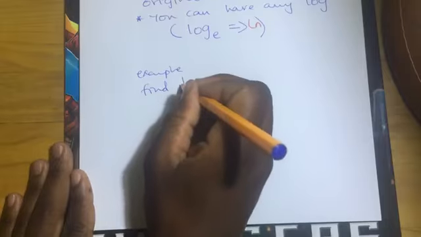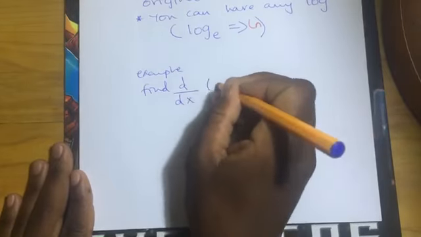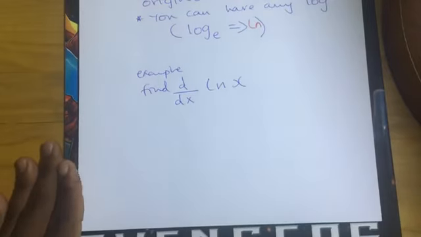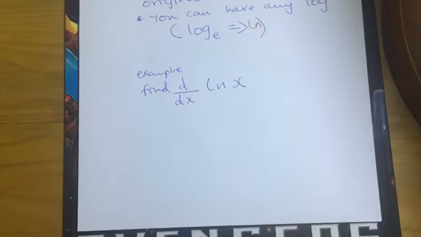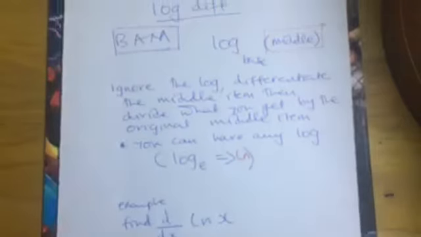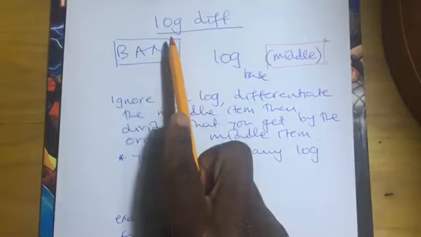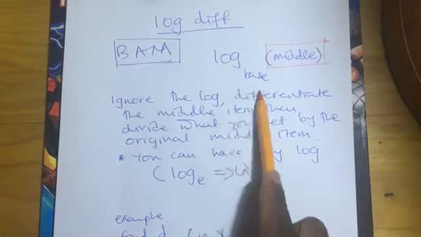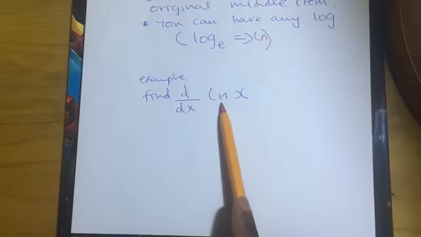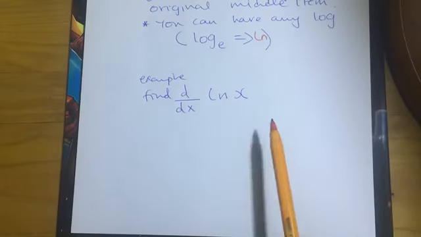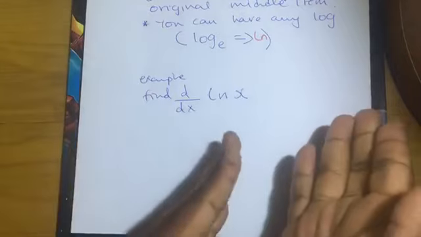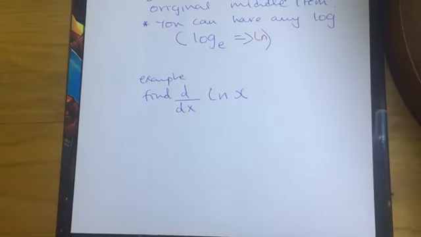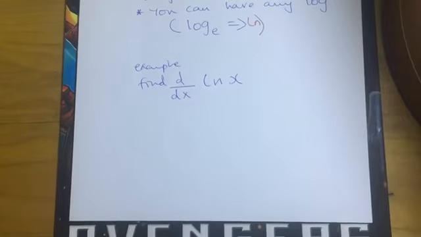Find d dx of ln x. What's the middle item of ln x? According to the way we have expressed logs, it's log, base, middle item. So if you have ln, you know the base is e. Now, what is the middle item of ln x? I'm not asking for the overall answer, just the middle item. Quickly.